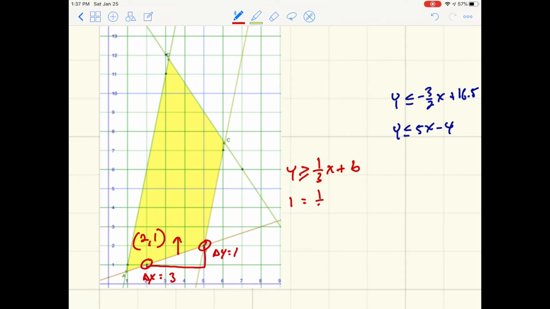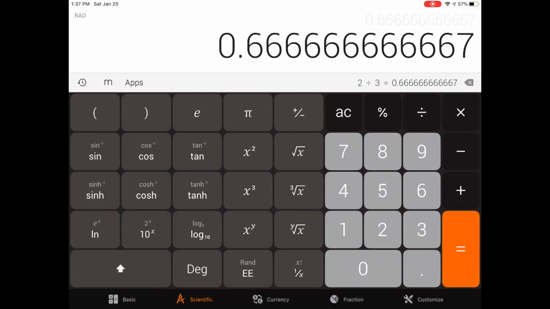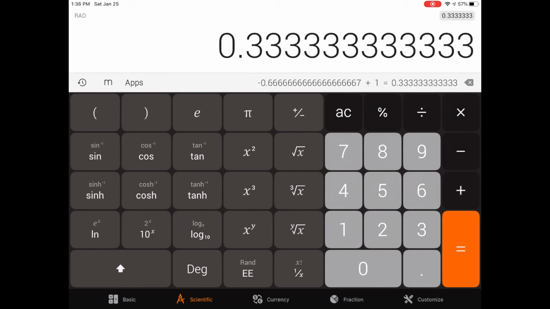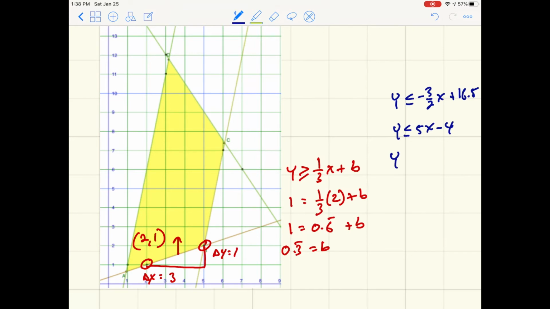1 is equal to 1/3 times 2 plus b. 2 divided by 3 is 0.6 repeating. So 1 is equal to 0.6 repeating plus b. I'm going to subtract 0.6 repeating from both sides. It's going to give me 0.3 repeating. 0.3 repeating is equal to b. If I subtract 2 divided by 3, 0.6 repeating, from 1, we end up getting 0.3 repeating. So y is greater than or equal to 1/3 x plus 1/3, or 0.3 repeating.